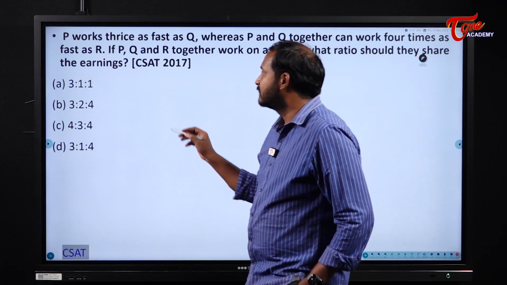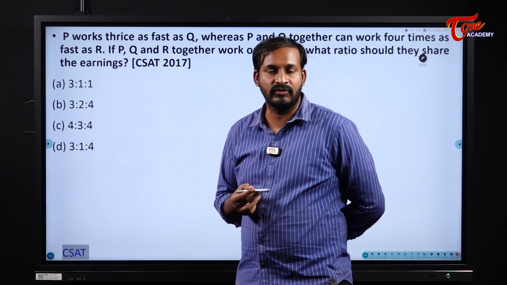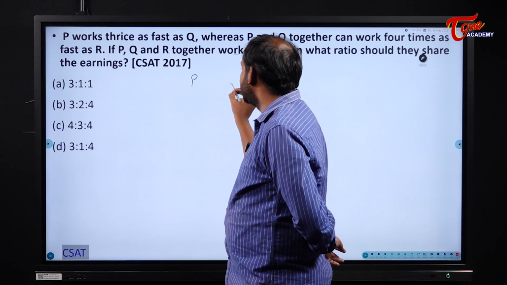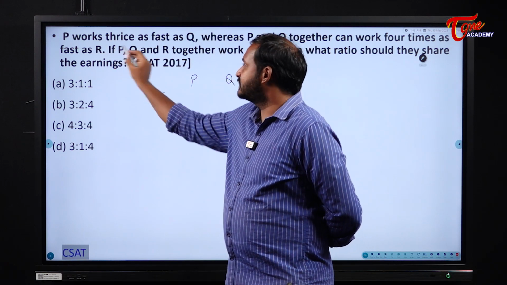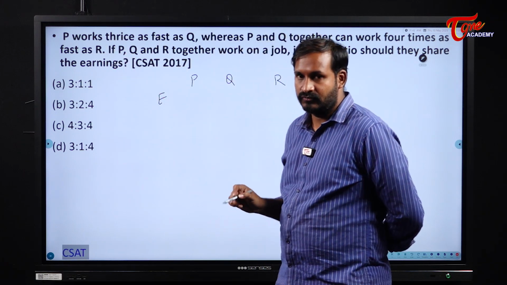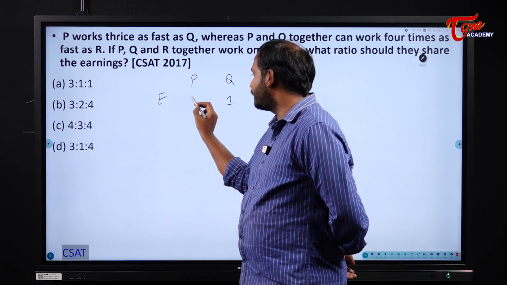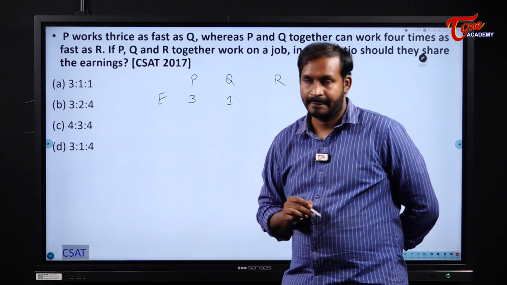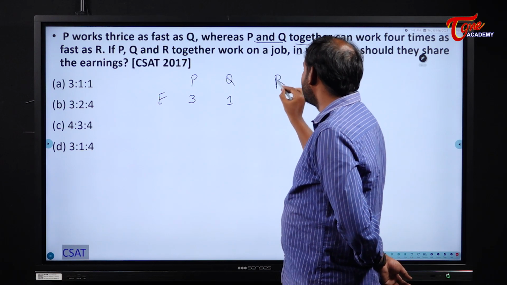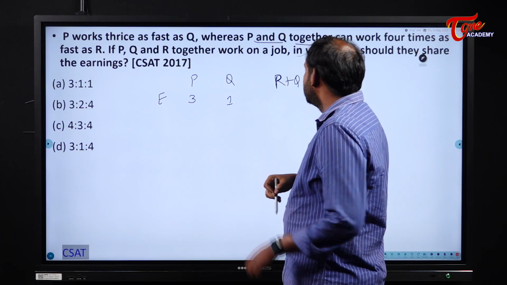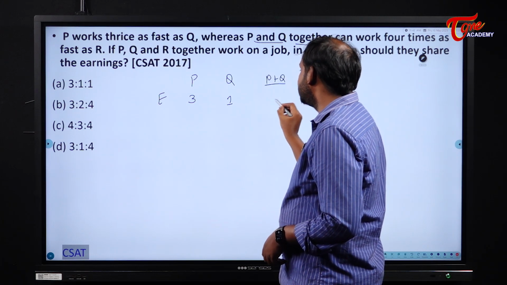Now see here. P is thrice as fast as Q, what does it tell us about their efficiency? P, Q and R are the 3 persons. From the first statement, P works thrice as fast as Q. Fast means his efficiency is more. So if Q's efficiency is 1, P's efficiency will become 3. Next, what is the efficiency of P and Q together? P and Q together is 4.